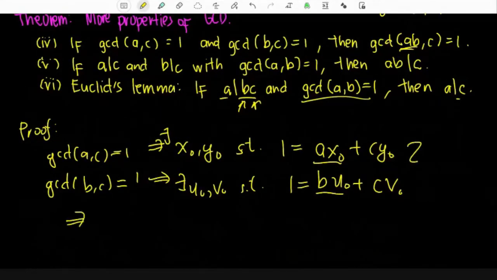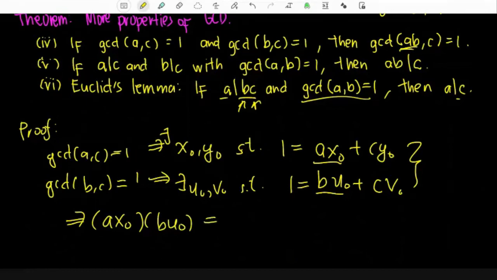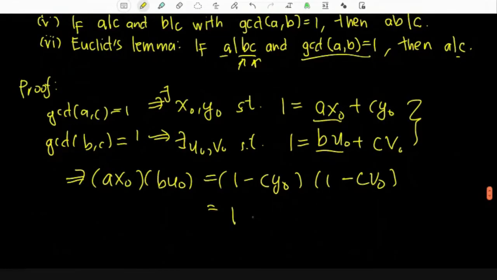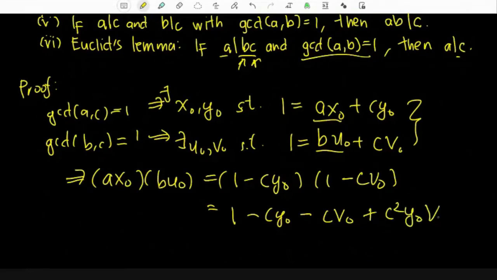So, these two will imply that first, AX0, pangalawa, BU0 is equal to, so lilipat lang natin sa kabila, 1 minus CY0, 1 minus CV0. Okay? So, pag sinimplify natin yan, de 1 minus CY0 minus CV0 plus C squared Y0 V0. Simple arithmetic lang naman.